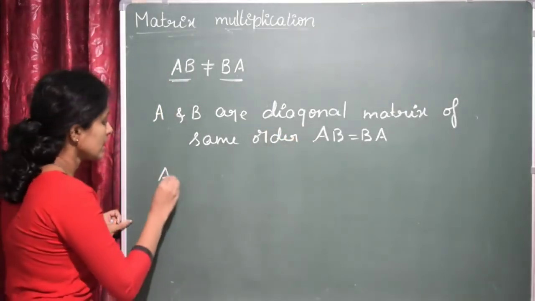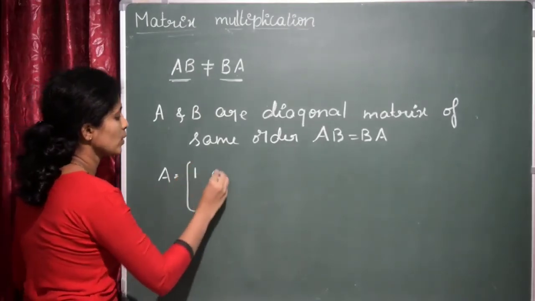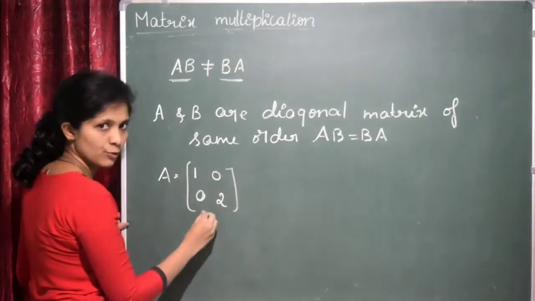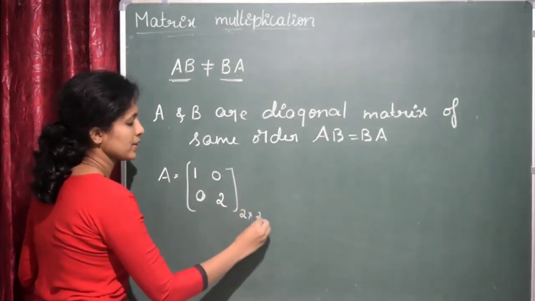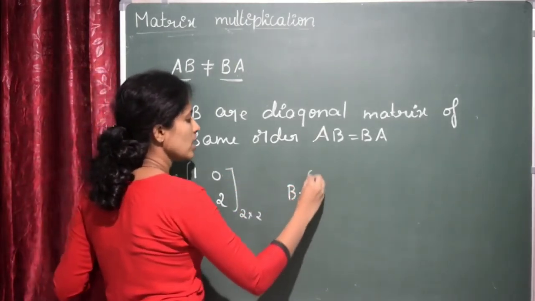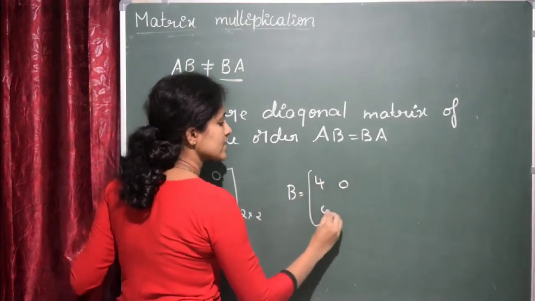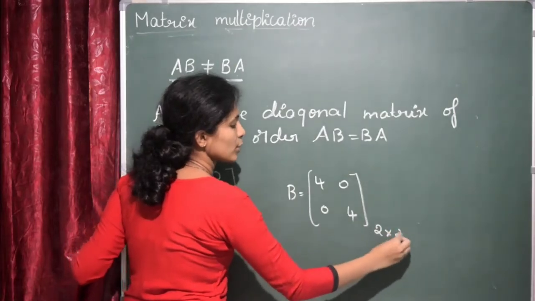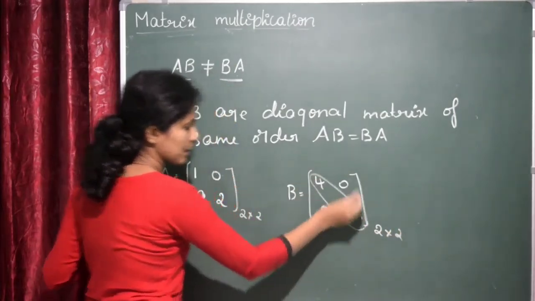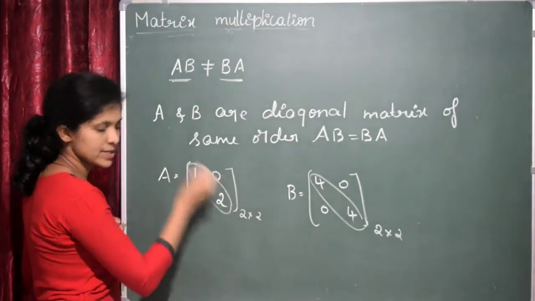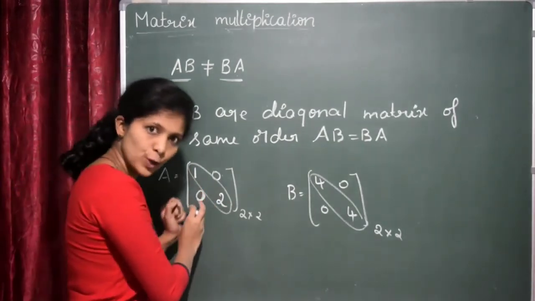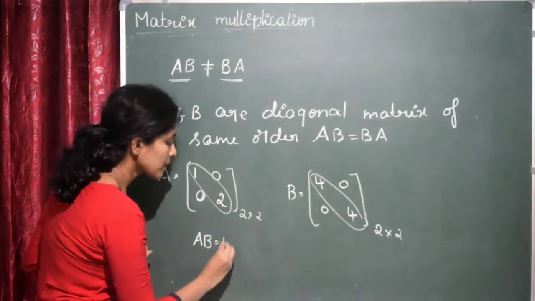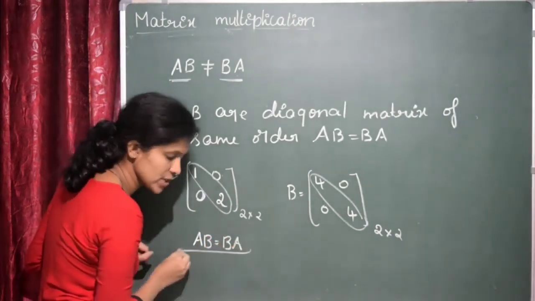If I consider A is equal to 1, 0, 0, 2, this is a diagonal matrix of order 2, a 2 by 2 matrix. I will consider B is equal to 4, 0 and 0, 4. So this is also a diagonal matrix of order 2 by 2. The diagonal elements are present, remaining 0. Now if you multiply these two matrices, then AB is equal to BA. If you want, you can check this one.